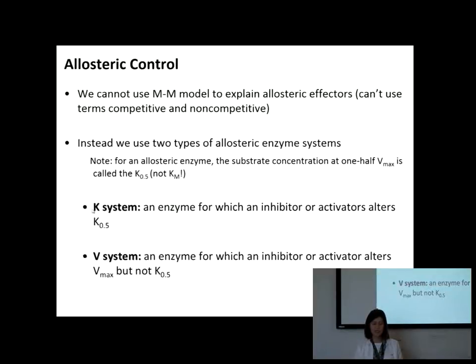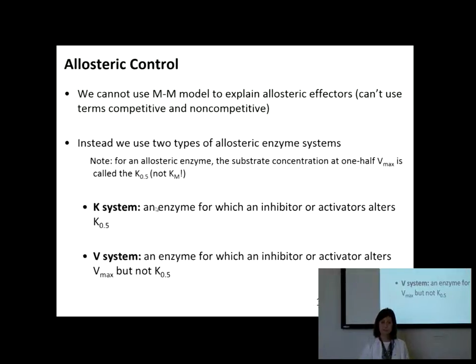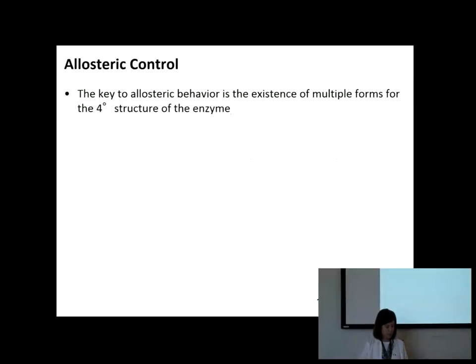So it's the same thing. Which one changed our Michaelis constant for the non-allosteric? Competitive. So that's like our K system. Which one changed our Vmax? Non-competitive. So that's like our V system. So there are different terms. They're parallel. The math is very different. I'm not even going to go there, but they're parallel terms.